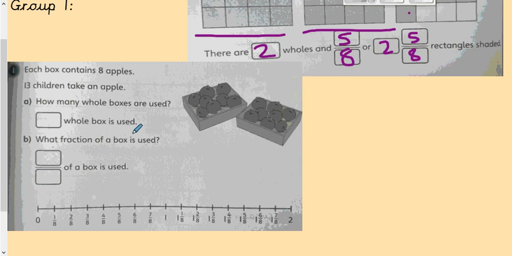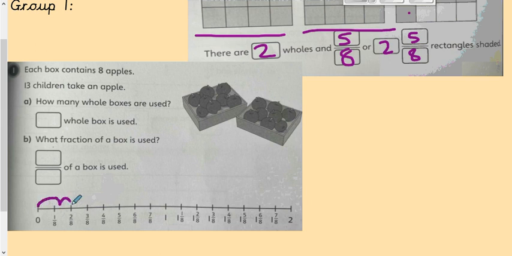The next part, each box contains 8 apples, 13 children take an apple. How many whole boxes are used? Now you can use a number line at the bottom to help. So if we know that 13 children take an apple, we are going to count up 13 on our number line. 1, 2, 3, 4, 5, 6, 7, 8, 9, 10, 11, 12, 13. Okay, because the number line's here to help you.